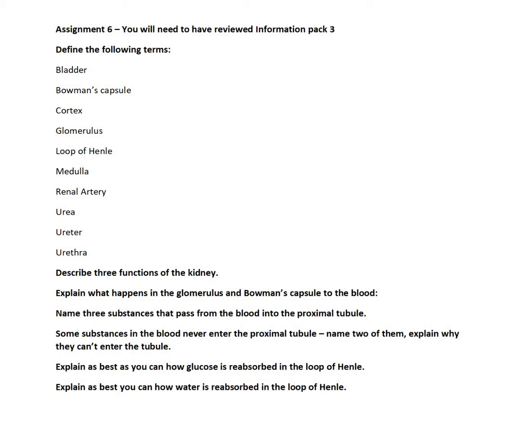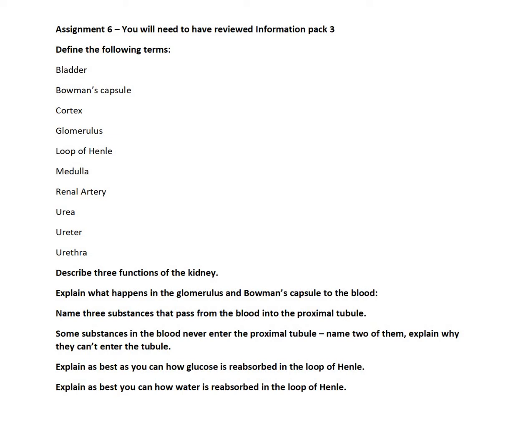Bowman's capsule. The Bowman's capsule is a C-shaped part of the nephron into which blood is filtered. So that's where the filtering of blood actually occurs. Okay, the cortex is the upper region of the kidney. Do not confuse it with the medulla.